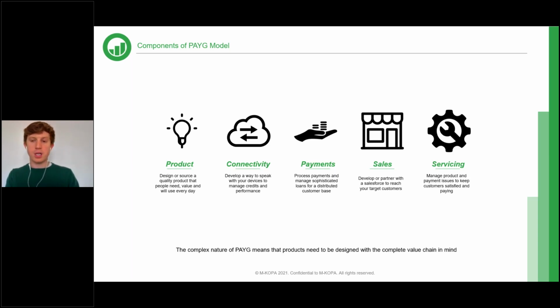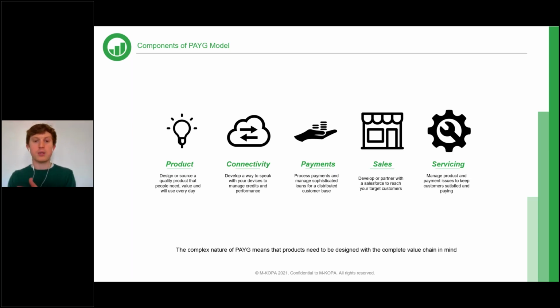Then understanding, okay, do you want to develop your own sales force? That's something that M-KOPA has done in Kenya. We have just over 4,000 salespeople in Kenya, but that's very labor-intensive and is quite slow to scale. So that's something that you do need to bear in mind.